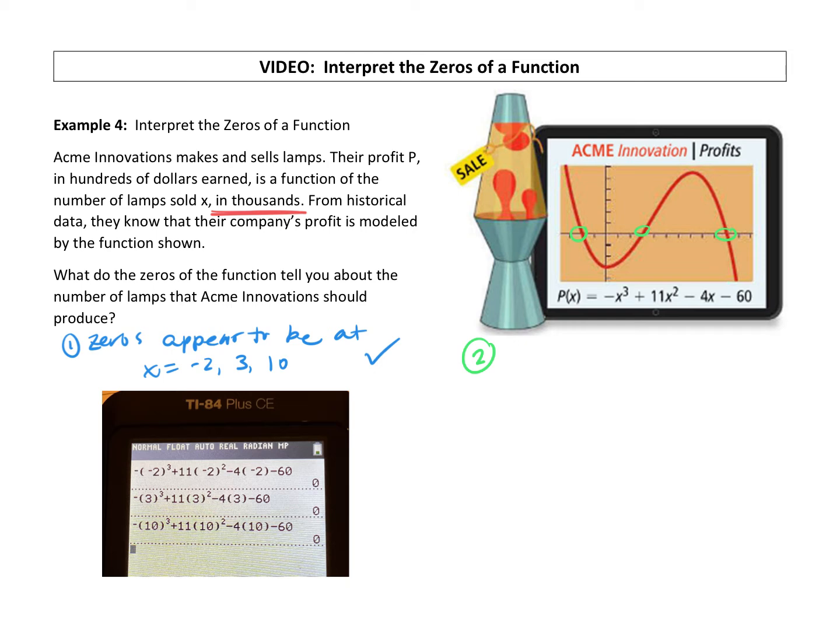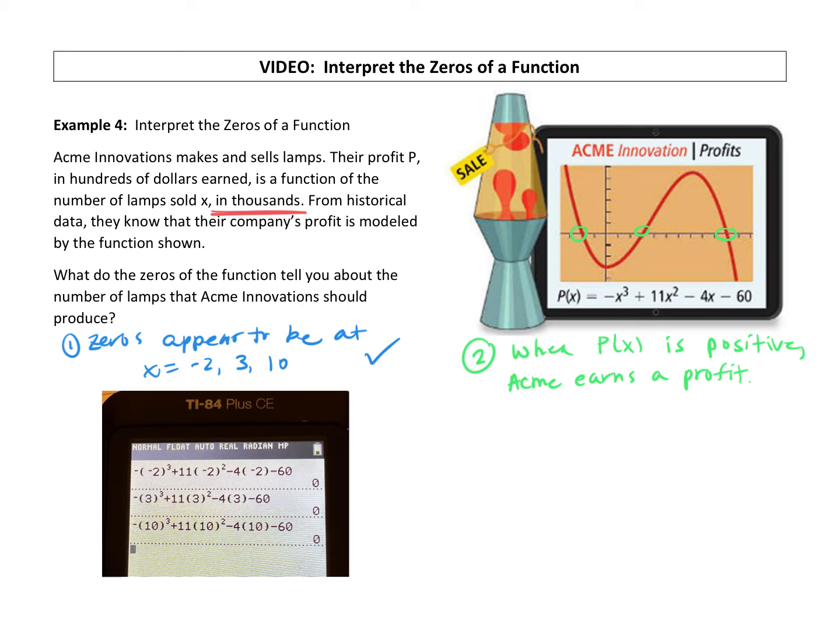All right, well, when our function P of x is positive, Acme earns a profit. And I think that's what we want the company to do, right? They're going to want to make a profit. That's why they're in business.